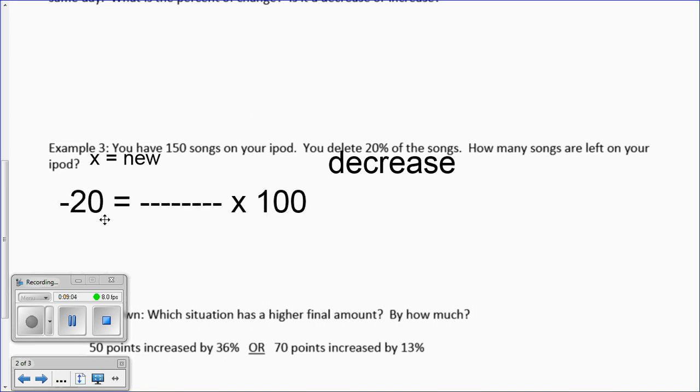That's how I differentiate when I put it in a problem from an increase and a decrease. I just say this is going to be negative, meaning it's going down. Okay? So I was supposed to do N for new, but I don't have my N, so I'm going to put in an X there. So X, which is my new, minus the 150 songs, the original songs I had on there, all over the 150, the original songs, times 100.